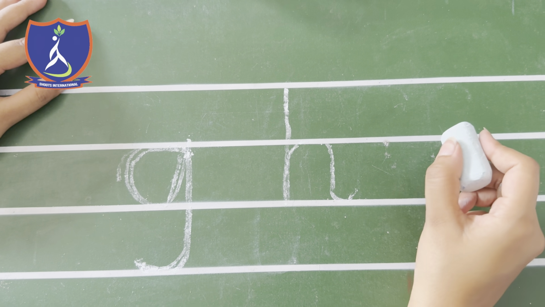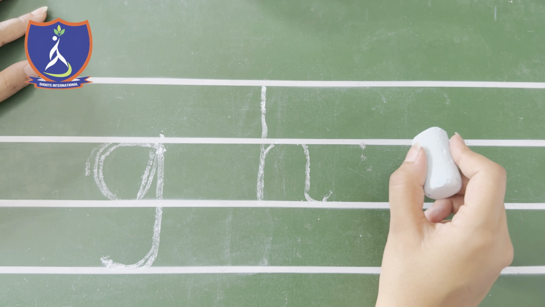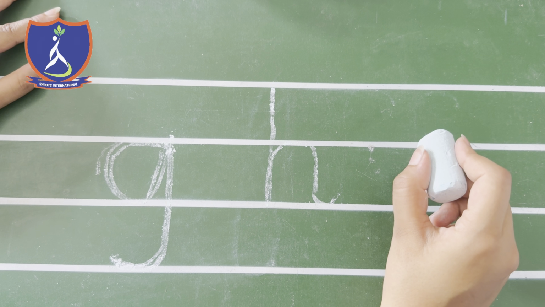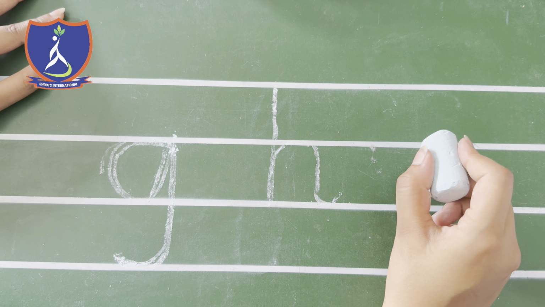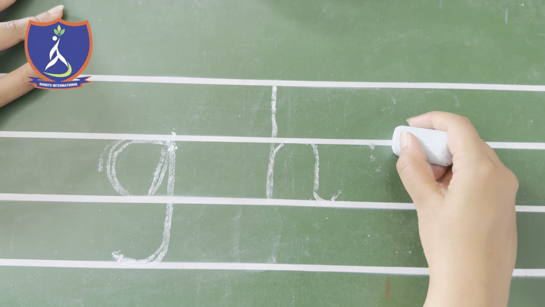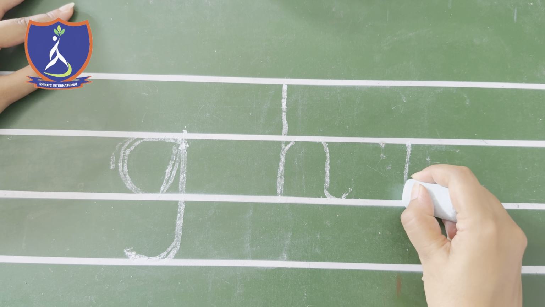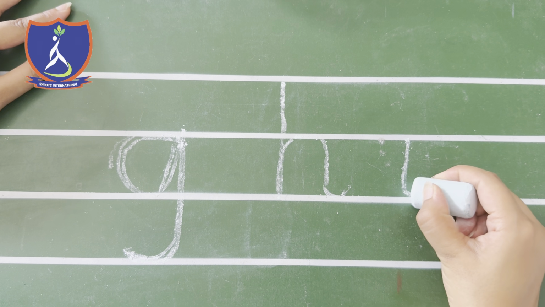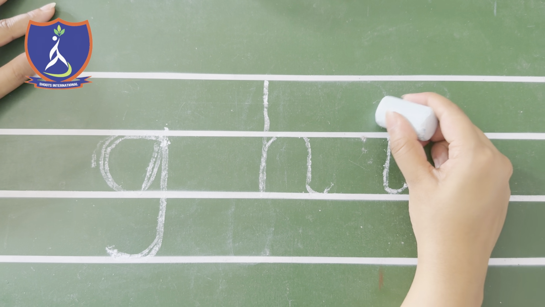After H, we have the letter I. I as in ice cream. I as in ice. You start from the grass line, come down and around. This is very easy. Look, come down and around. Lift up and put a dot.